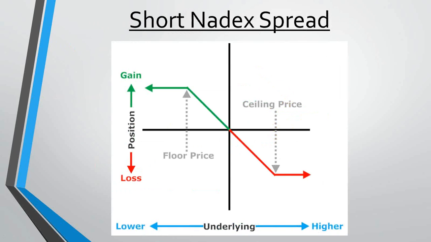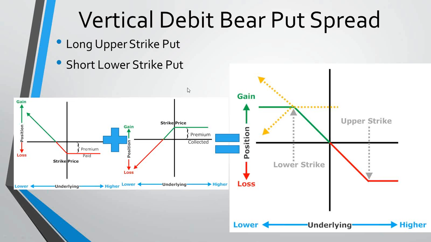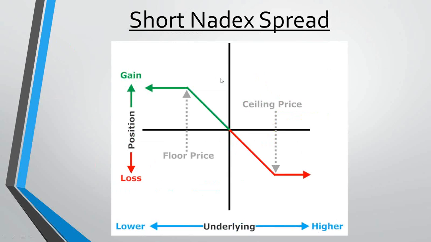Well, that pretty much looks like a short Nadex spread. We have a ceiling price and a floor price. If we put it on in the middle of the spread, our losses are capped at the ceiling price. Our gains are capped at the floor price. Very similar to the vertical debit put spread. If we put that on theoretically in the middle of these two strike prices, our gains are capped at the lower strike. Our losses are capped at the upper strike. So if the underlying goes higher, we lose money until it gets to the upper strike, and then we don't lose anymore. If the underlying goes lower, we gain until it gets to the lower strike, and then we do not gain anymore. Short Nadex spread.